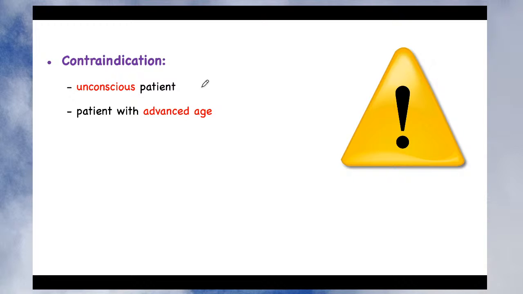The second contraindication is that in patients with advanced age, you should not give emetic drugs, because their system is very weak. If there is violent vomiting, it may produce some complication in the GIT system. It should not be given to the elderly. It also should not be given to a patient who has ingested caustic substances.